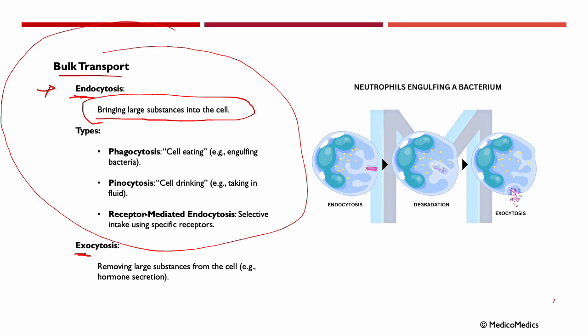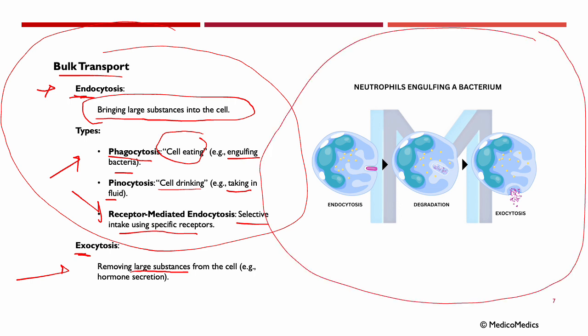Now, when we talk about endocytosis, we have different types. We can talk about phagocytosis, where the cell is eating, like engulfing the bacteria. We have pinocytosis, cell drinking, for example, taking in fluid. We have receptor-mediated endocytosis, so selective intake using specific receptors. And then we have exocytosis, so removing large substances from the cell. And here you have an example of neutrophils engulfing a bacteria. So here's the bacteria. In the process of endocytosis, it is entering the cell, or the macrophage, let's say here, and then it's degraded, and then it goes through exocytosis, leaving the cell.